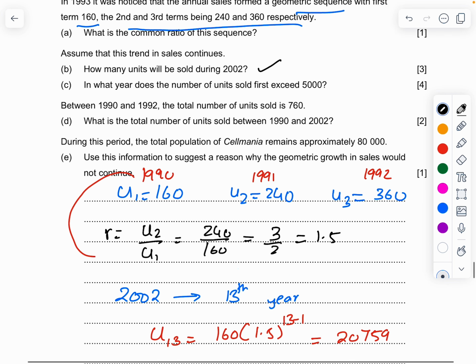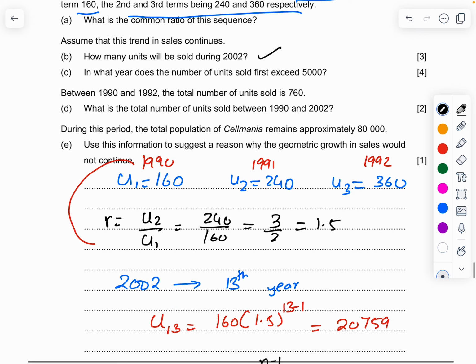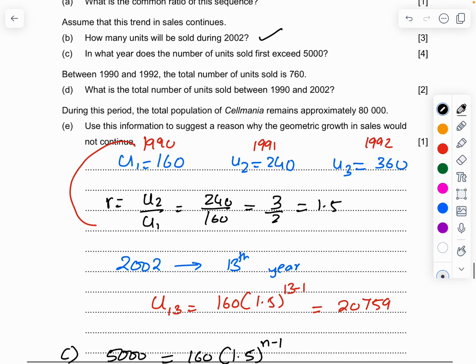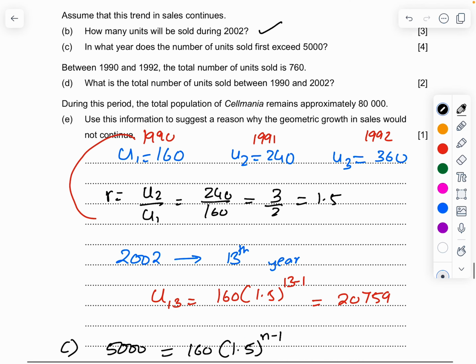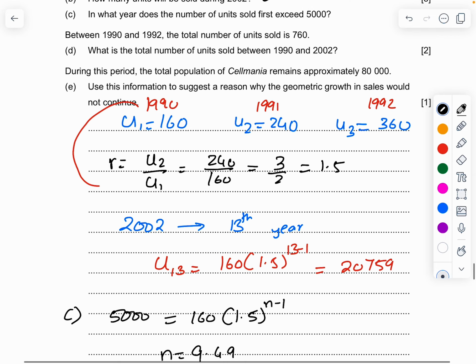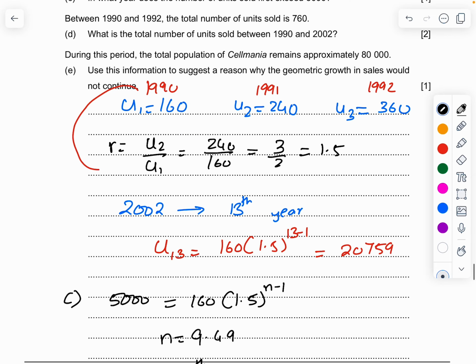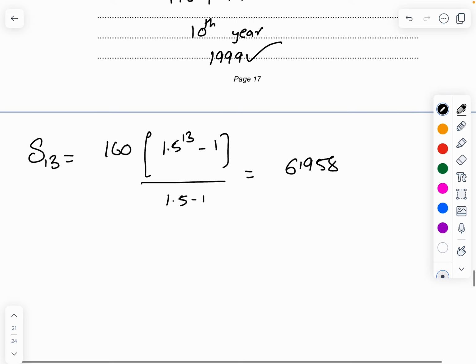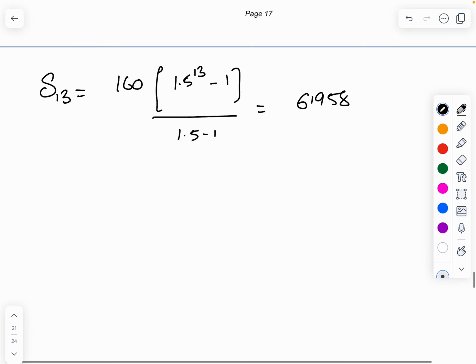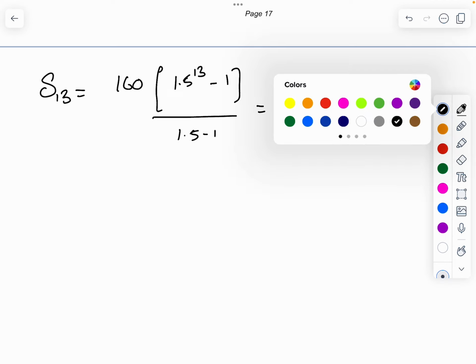Part E. During this period, the total population of Selimania remains approximately 80,000. Use this information to suggest a reason why geometric growth in sales would not continue. So, the population is nothing but what? 80,000, and we are saying that it is almost 61,000. So, nearly everyone would have bought a portable telephone. So, there would have been very few people left wanting to buy one. So, sales would saturate. So, what am I going to write?